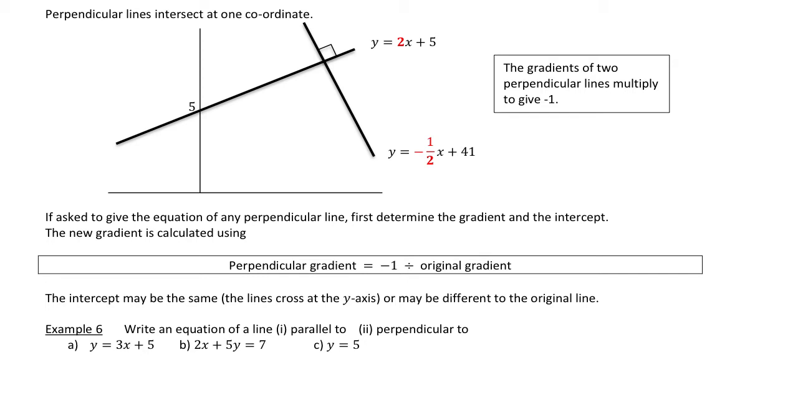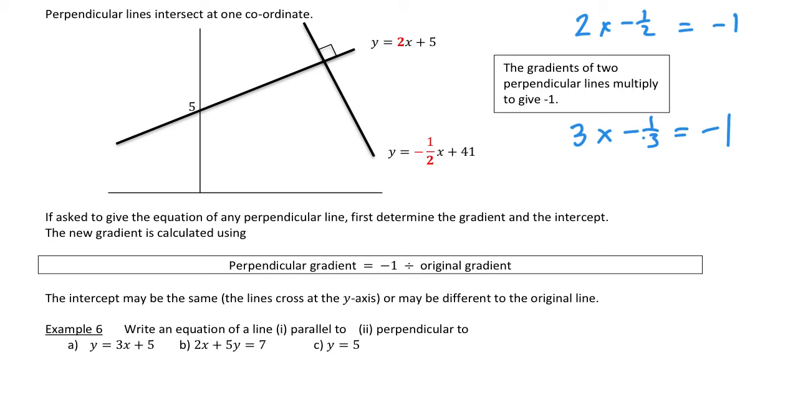So what we can see is that if we look at the gradients, we have 2 and minus a half, and we can multiply those together and they equal -1, and that's always the case. So if we had a gradient of 3, and we multiplied it by minus a third, again that equals -1. And the way I was able to get that so easily is that one of the other ways we look at it is the negative reciprocal.